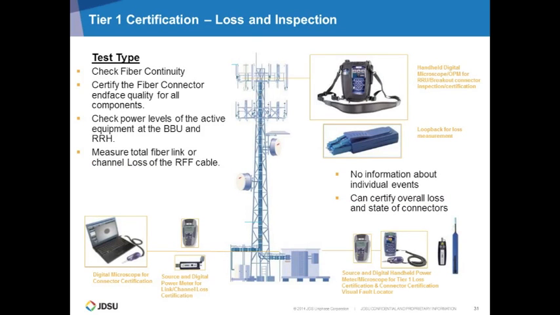These are the issues with the installation of the fiber optic network in the cell site. These are a couple of test things that some of the service providers do. We call that Tier 1 certification, which includes just the loss and inspection. The first thing on the list is check fiber connectivity. That is the third issue that is happening with antenna deployment.